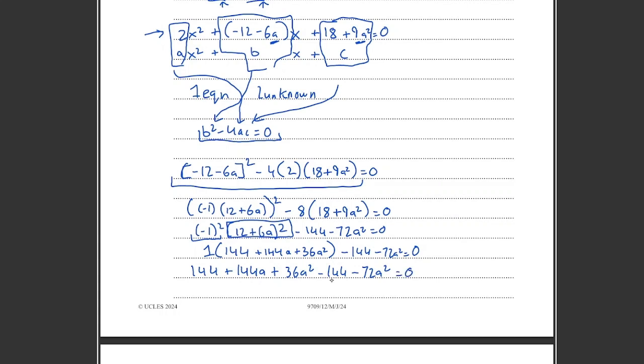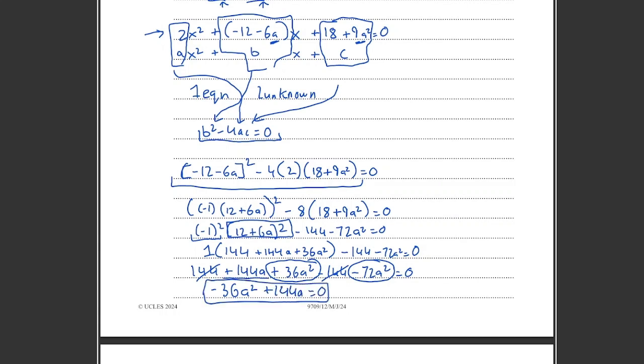Let's simplify all of this a bit. So this 144 cancels out that 144. And so this negative 72a squared is going to cancel out with that plus 36a squared. So I'm basically going to have negative 36a squared. And this 144a is just going to stay the way it is. And all of this is equal to 0.